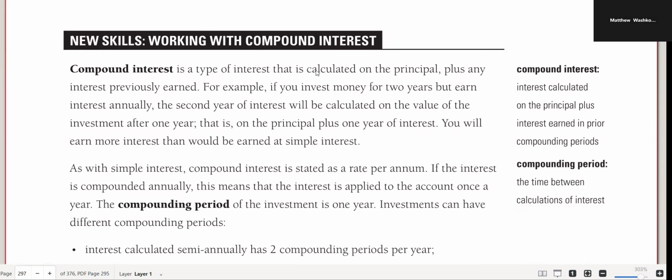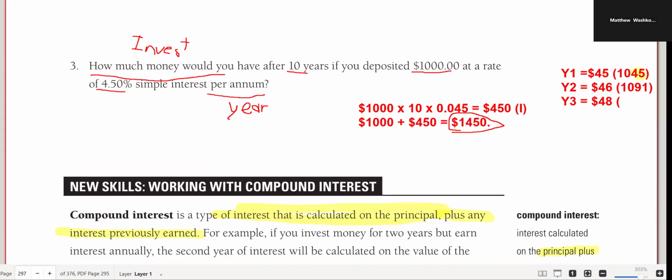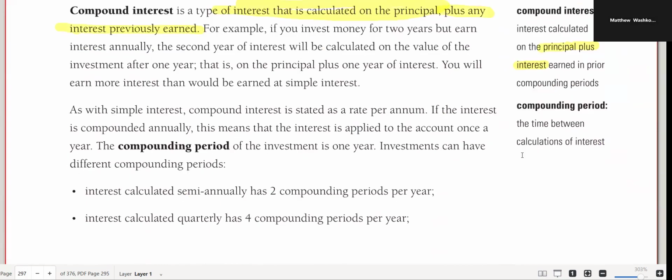So compound looks at the interest that is calculated on the principal, so it counts that extra little bit of money plus any interest previously earned, right? It's the interest calculated on the principal plus interest. So again, just like up here, there's an extra $45 here to calculate that interest on. There's an extra $91 here to calculate that interest on. So now at the end of it, instead of $450 of interest, maybe now I have $500, and now I have a total of $1,500. So that's how compound interest works here.